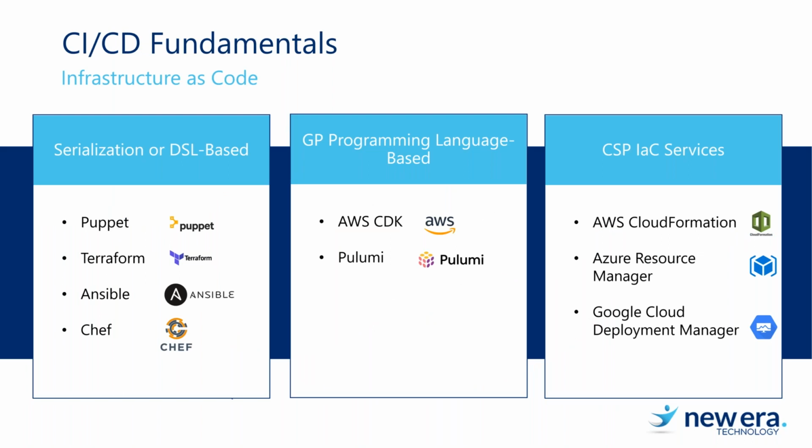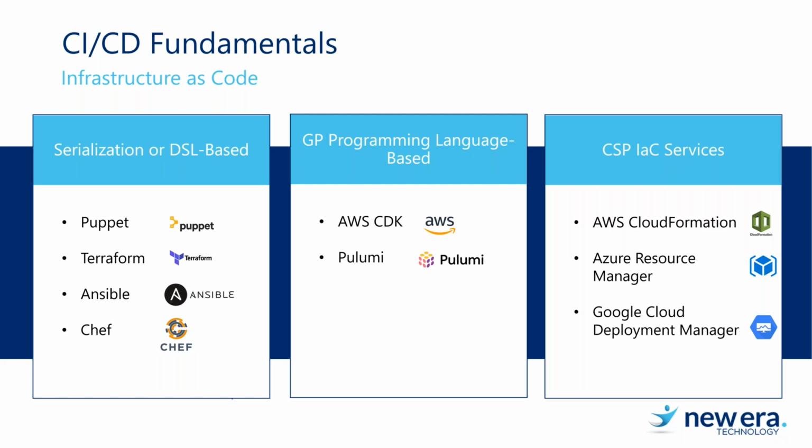So we'll start getting into some of the fundamentals of what makes up CI/CD. And we start with infrastructure as code. Templates can be written, as I had previously mentioned, in serialization or domain-specific language-based tools. Some of the most popular tools out there for this are Puppet, Terraform, Ansible, and Chef. And some other tools that use general purpose programming languages, such as the AWS Cloud Development Kit or Pulumi. They let you author your infrastructure using TypeScript, JavaScript, or Python.